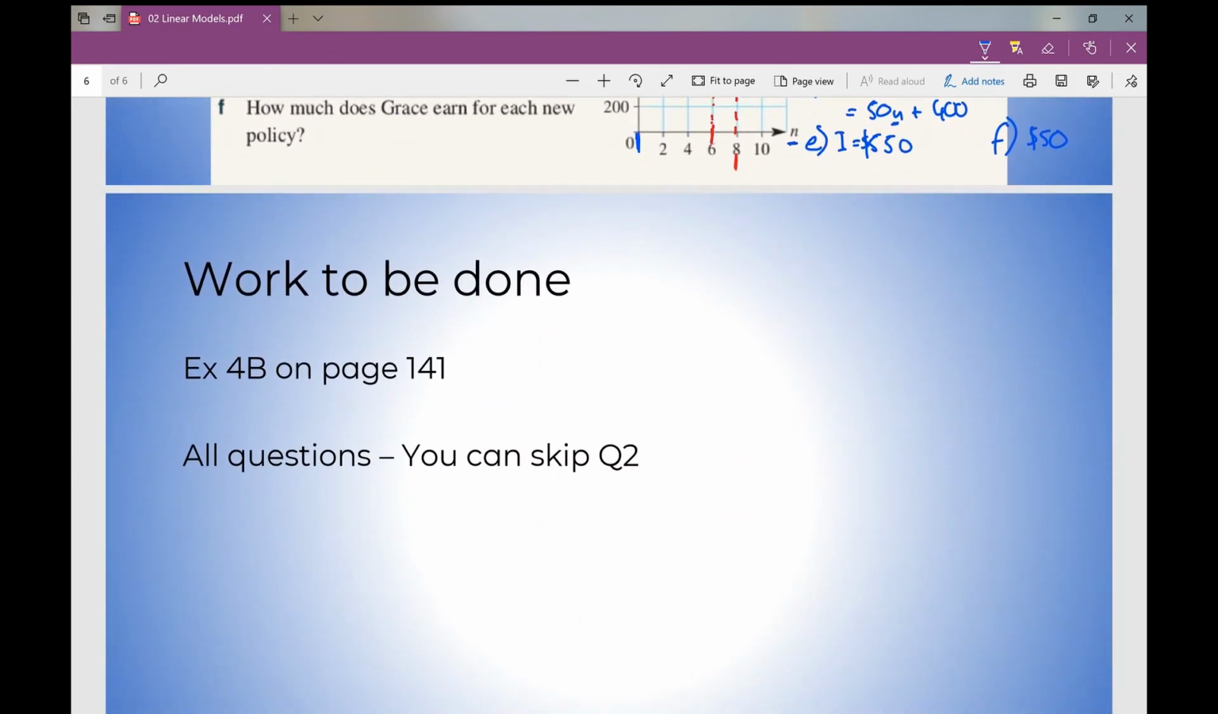Okay, so what I'll get you guys to do now is just open up your textbooks to page 141 and skip ahead to question 2 and then just do all the questions after that.